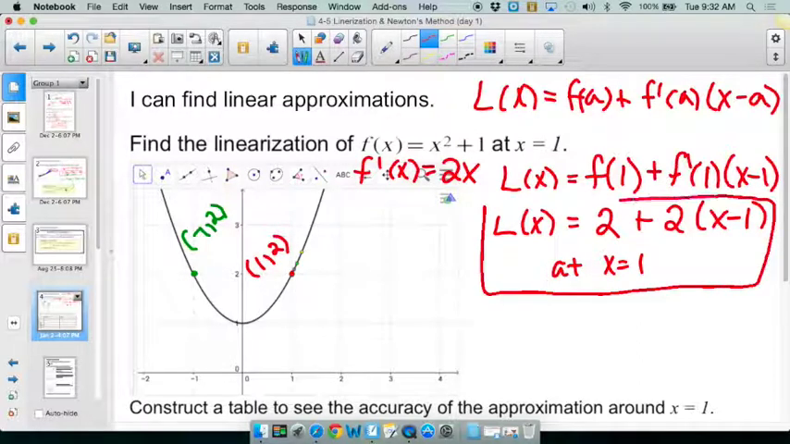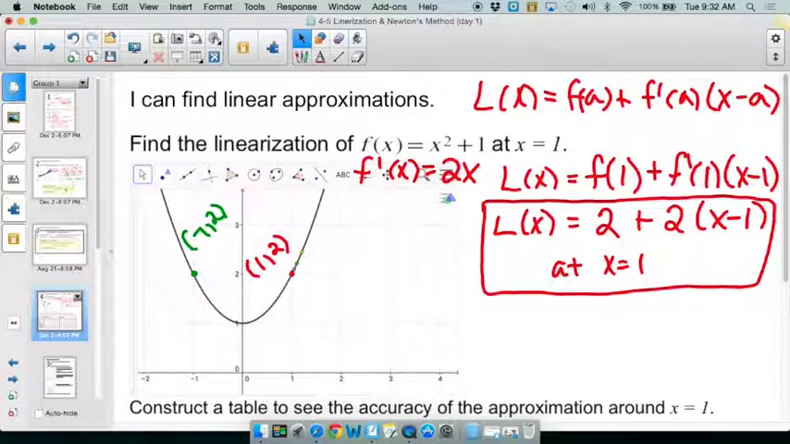Remember, another term for linearization, you said it a little earlier, is the equation of the tangent line. And so we have one equation for this, and we would have a different equation for that. So I should be able to go ahead and type in my linearization expression.